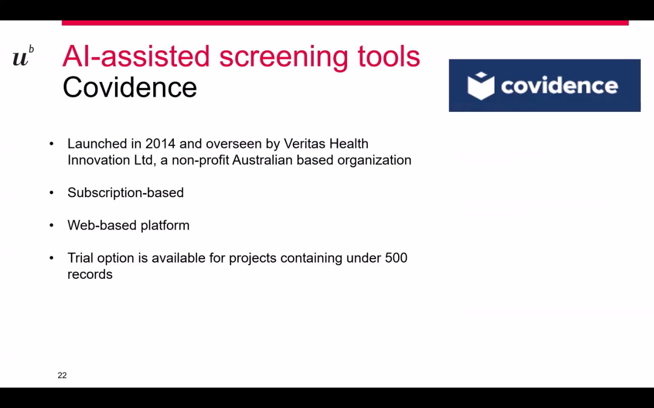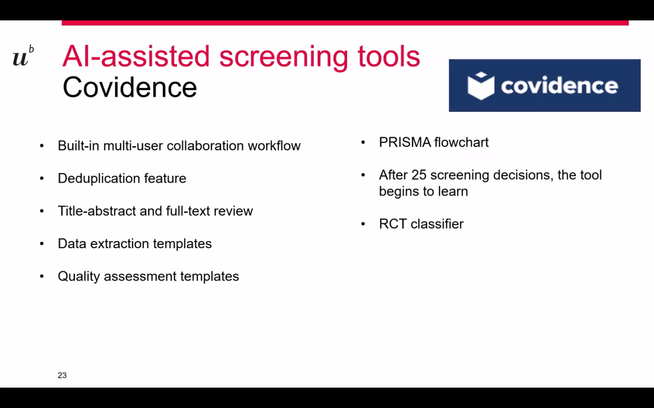This is subscription-based, is also web-based. There is a trial option, but only for projects that are under 500 records. It does have a built-in multi-user collaboration workflow, a deduplication feature. It's essentially a full package tool. So it does title, abstract, full text review, along with data extraction and quality assessment. And in the data extraction and quality assessment, there are preset as well as customizable templates.